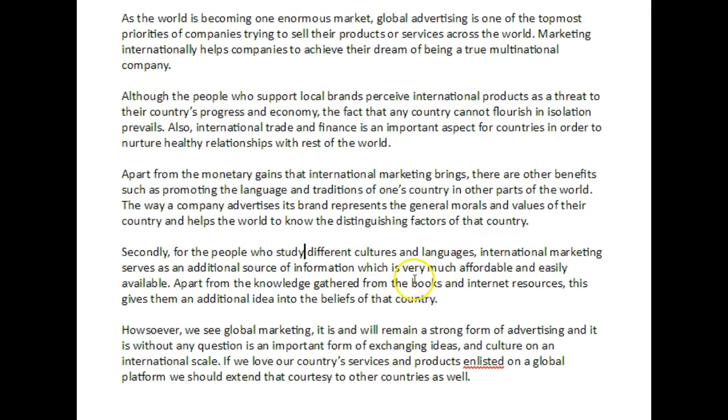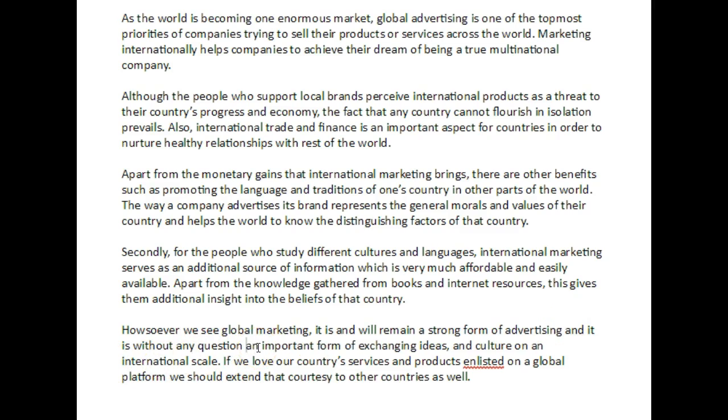Apart from the knowledge gathered from books and internet resources, this gives them an additional idea. Because you've used "into", the idea into is not correct. So let's use insight. This gives them additional insight into the beliefs of that country. We don't need that. So howsoever we see global marketing, it is and will remain a strong form of advertising, and it is without any question an important form of exchanging ideas and culture on an international scale.